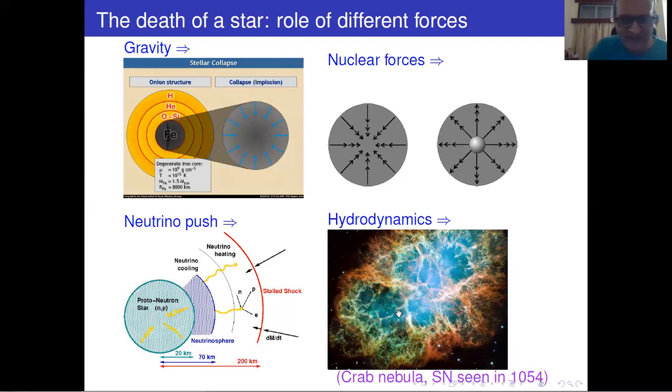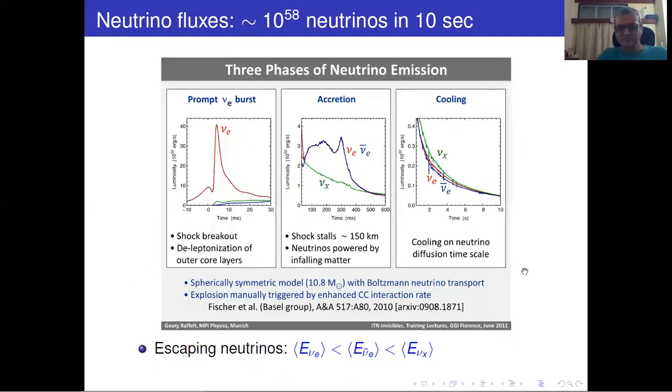What you see here is the picture of the Crab Nebula, which is a supernova that was seen from the Earth in the year 1054. Neutrinos keep on coming out of this supernova during this time in various stages. In the first few tens of milliseconds, you get a burst only of electron neutrinos, which is called a neutronization burst or a deneutronization burst.